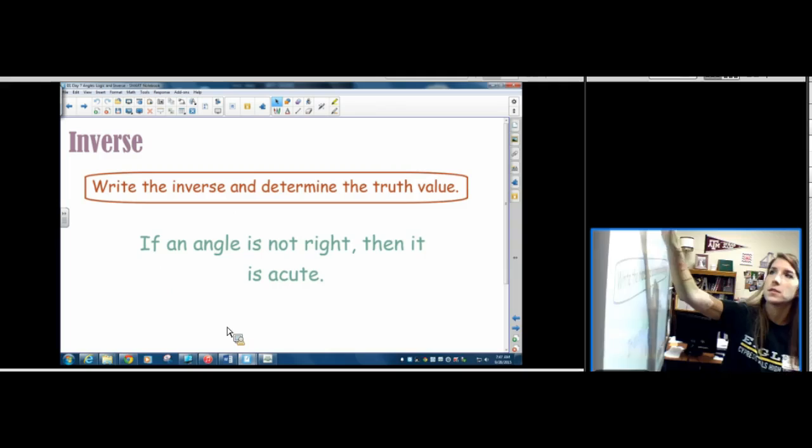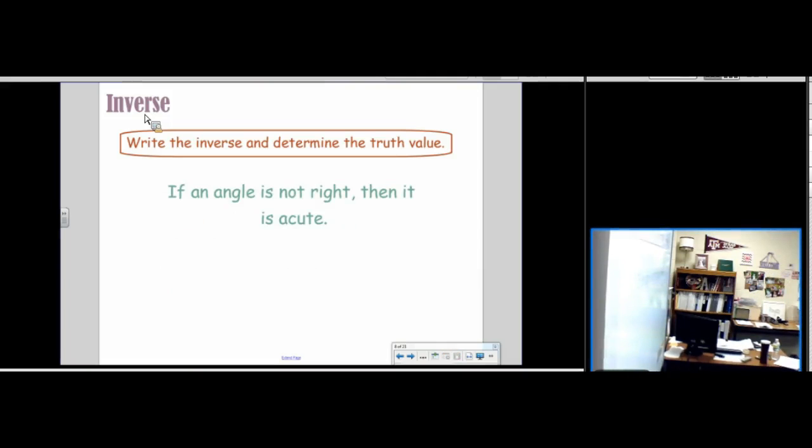Okay, here's our last inverse one, and then we'll move on to something else. Last inverse. Write the inverse of this statement. If an angle is not right, then it is acute.